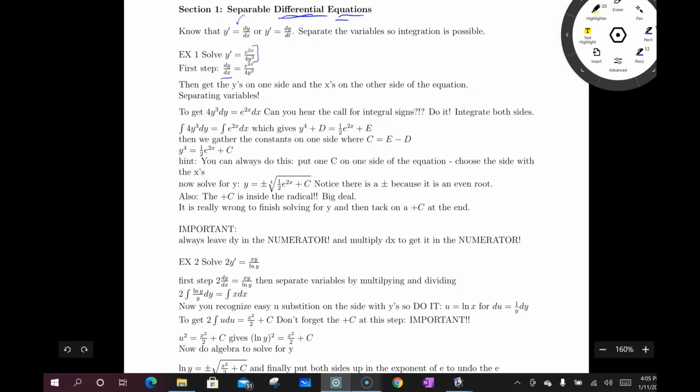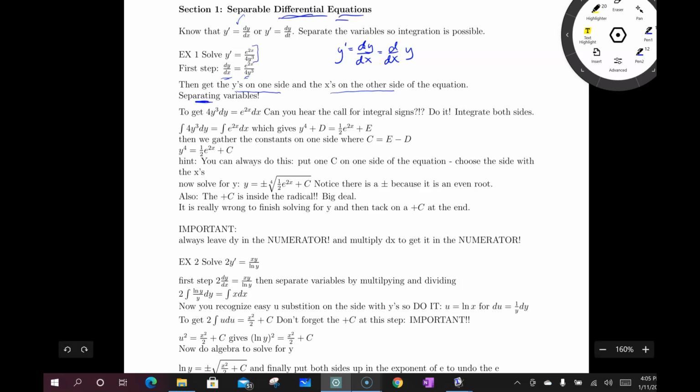So first step is rewrite y prime as dy over dx. Okay, so let's make sure we're really clear on that. Y prime is dy over dx because it's the derivative with respect to x of y. Okay, so once we do that, then we work on getting y's on one side of the equation, x's on the other side. That's why we call it separating variables.